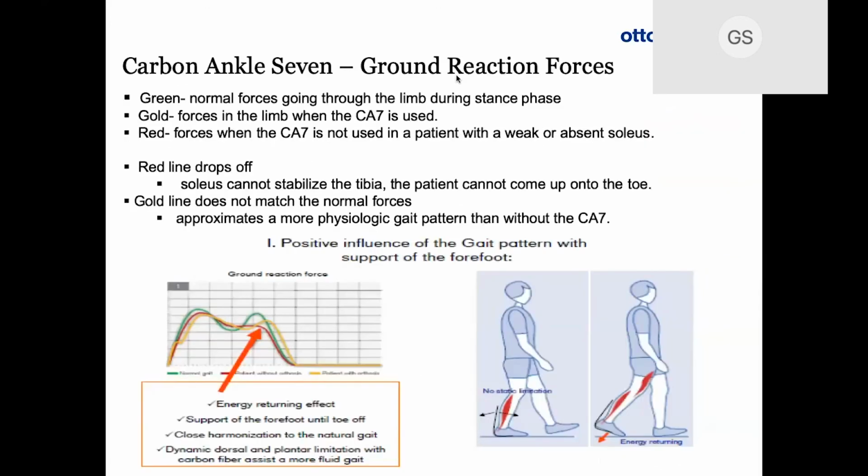So the Carbon Ankle 7 uses the ground reaction forces. It's utilizing it to load there. The Carbon Ankle 7 actually provides the response that you'd see from the triceps surae. Here in these different charts, you can see where the green are the normalized forces. The gold forces are when the Carbon Ankle 7 was utilized, and red when it wasn't. And you can see really when you look at that red line, it drops off, because if there's nothing supporting the plantar flexors, you can see why you'd have a problem, and you'd actually have a late stage drop off at the limb. And then it tries to match that green line better.